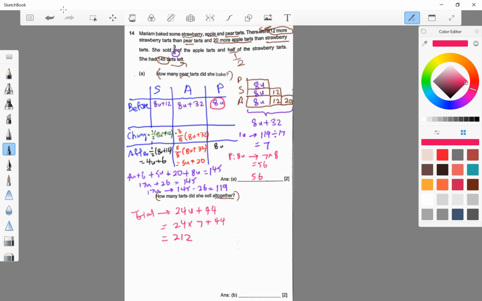And since we are left with 145 tarts, the total sold, okay? Total sold in this case will be 212, subtract away 145, and this leads us to the answer 67. Did you manage to get 67 at home while you are doing this question alongside with me?